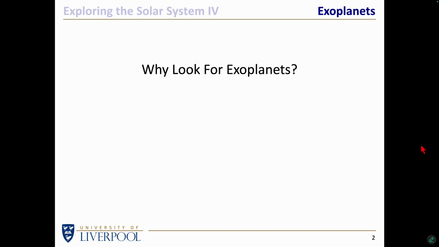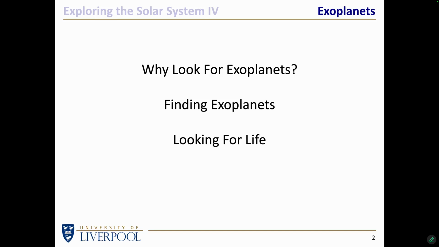So, why bother in the first place? Why look for exoplanets? How do you go about finding them? Finding planets around our sun is relatively easy. You look up in the night sky and there are bright dots up there. But how do you find planets around other stars? And is it possible to tell whether any of those planets out there have life? And again, I ask the question, where do we go from here? What's next?